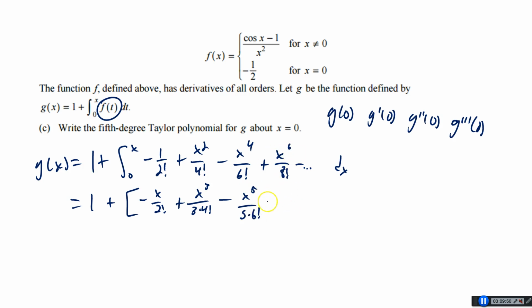How many terms do they want? Well, let's go to the number that we have here. Plus x to the 7th over 7 times 8 factorial, and so on. They want the 5th degree, so I can stop at the 5 there. And this is going to be from 0 to x.